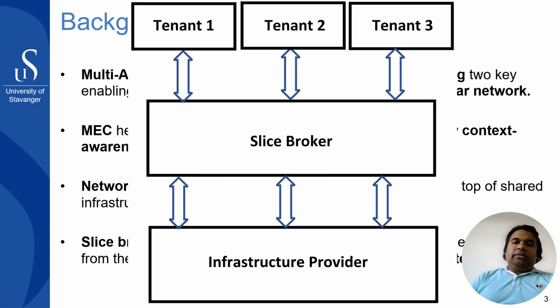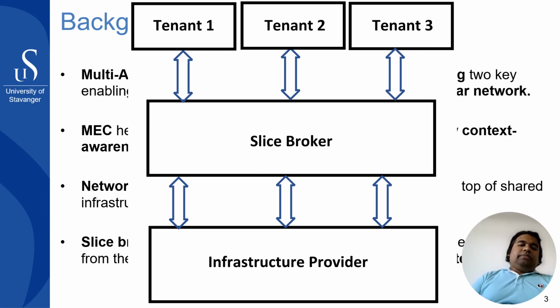So here this figure comes. If we look at this figure, we can see that the slice broker in the middle. So there are communication between infrastructure provider and also with some tenants. So the tenants can give some demands for these slices, and the slice broker will buy the resources from the infrastructure provider and will make the slices for the tenants and will sell to the tenants. So it's very important to think about the profit for the slice broker.